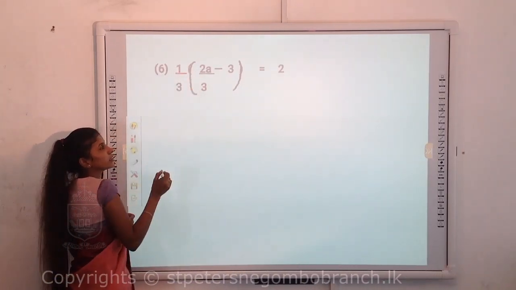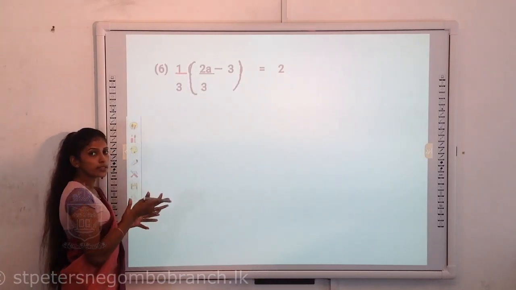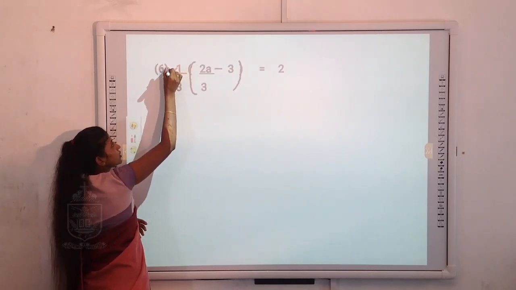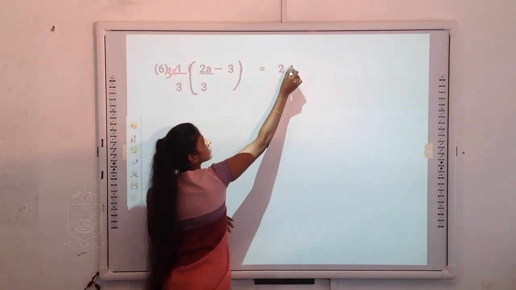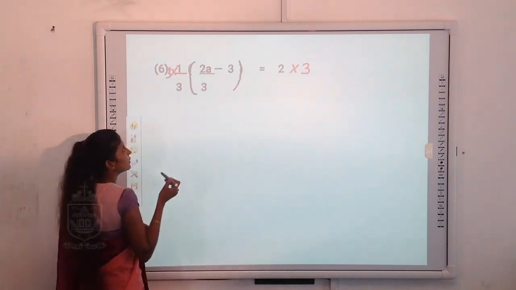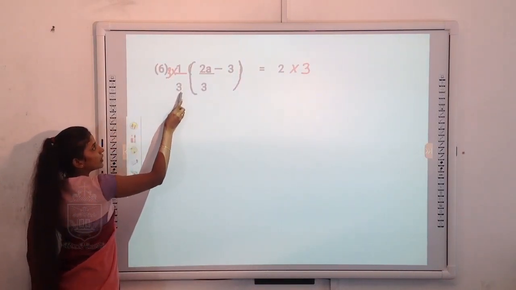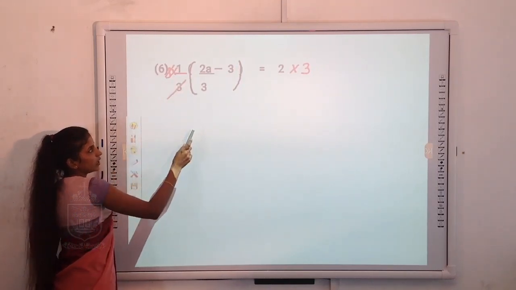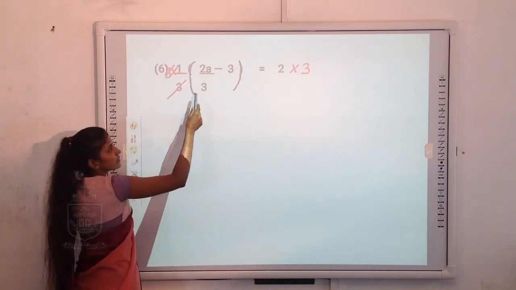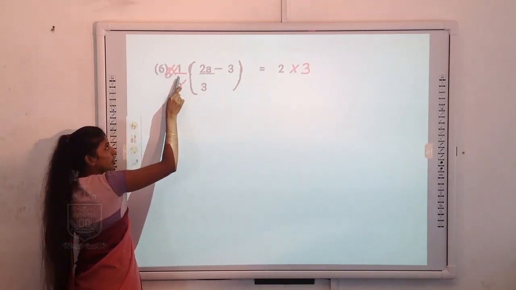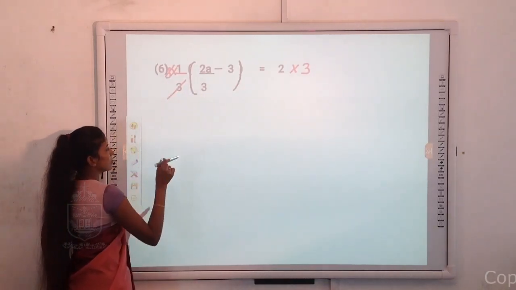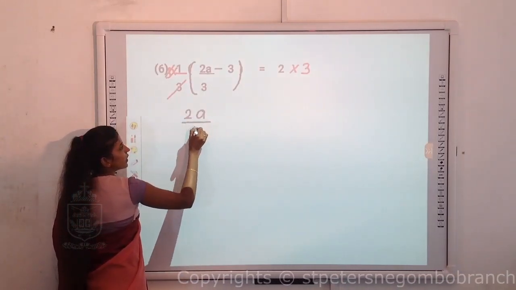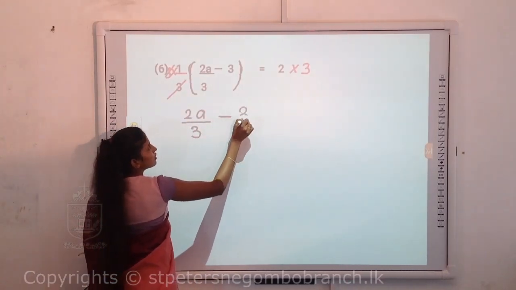3 is divided by 1. So since it is division, do the opposite of that. That means multiplication. So what will happen? This 3 and 3 is cancelled. 1 is remaining, so we don't want to represent 1 because this expression multiplied by 1 will give you the same answer as this expression. So that means 2a divided by 3 minus 3.